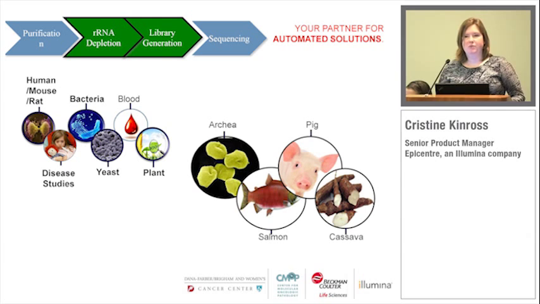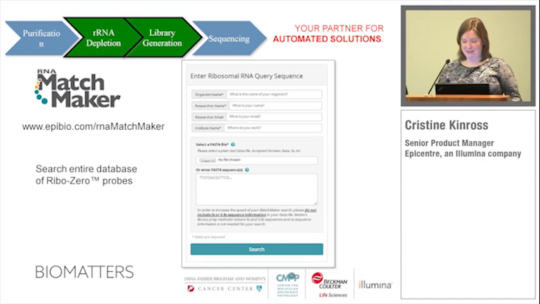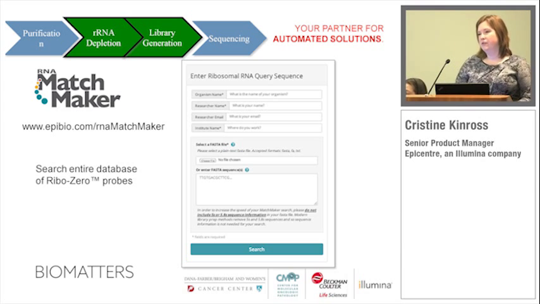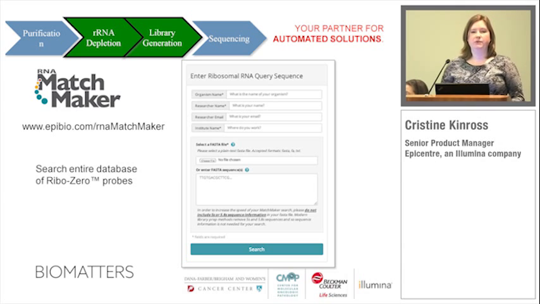But what if you're not working in one of those areas? What if you're working in an animal model that is not human, mouse, rat, or you're looking at archaea or cassava? Well, we now have a new tool that became available 1 week ago that is on our website, and the URL is located there. What we've done is take all of our probes in these kits, build them into a database, and give you the chance to search that database to determine how well that kit will work with your specific sample prior to trying it. It's called RNA Matchmaker.